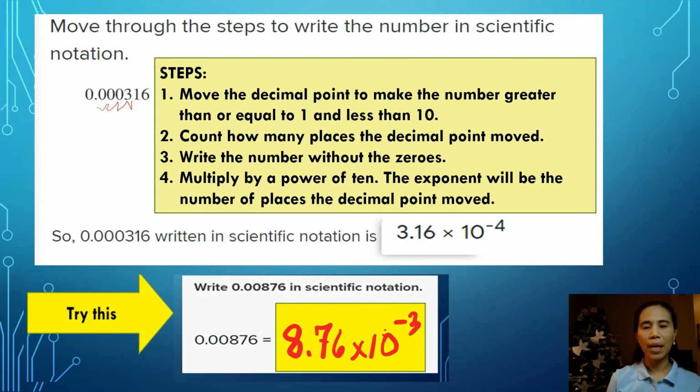So if you've got 8.76 times 10 to the negative 3, or 10 raised to negative 3, that means you are correct. Why? Because we have moved from the point here after the 0, and then 1, 2, 3. That is why you've got 8.76 times 10 to the negative 3 exponent. Alright, so I hope that's clear now.